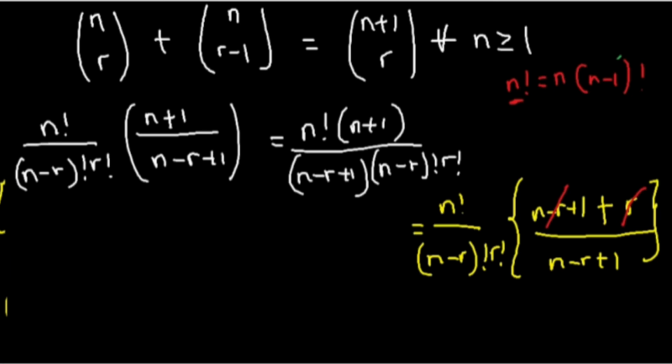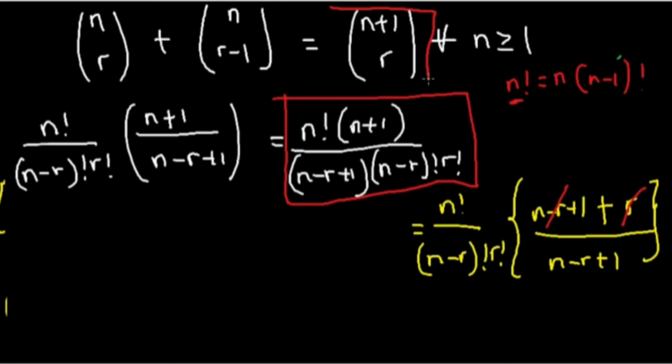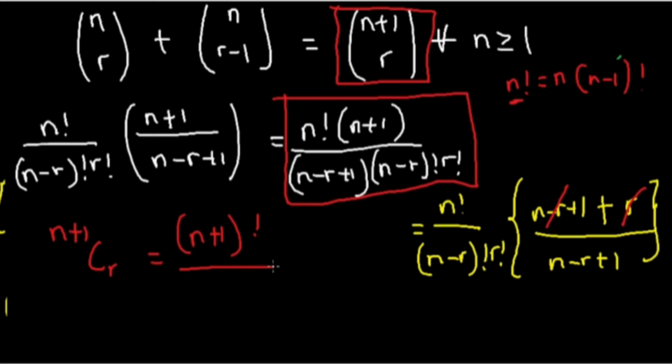Now, do you believe that the point we have gotten to is the same as what we want to prove? Do you believe that? Let's see if what I've circled is equal to this part. Let's see if it's actually equal. If I have N plus 1 combination R, which is the same thing as writing N plus 1 factorial over N plus 1 minus R factorial R factorial.